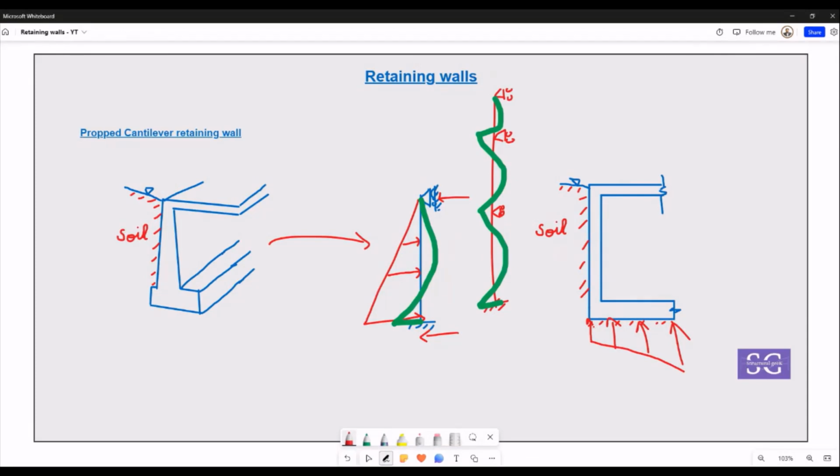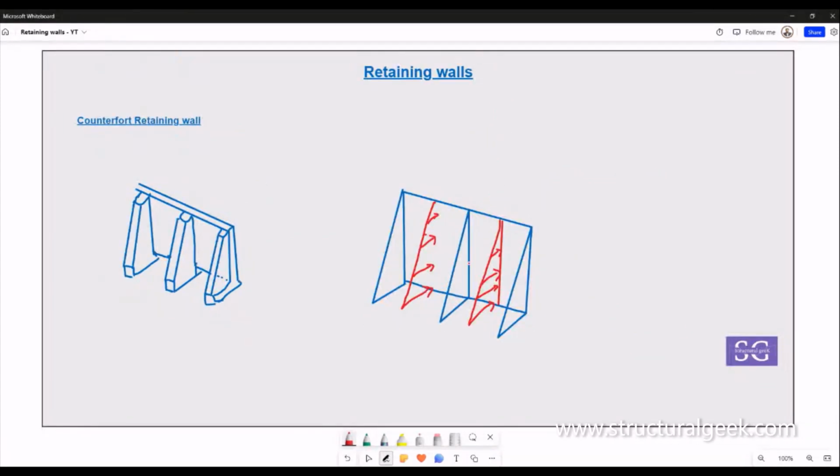Now we'll be taking the third type of retaining wall, which is the counterfort retaining wall. A counterfort retaining wall could basically be an extension of a cantilever retaining wall at times as well. For a long-length retaining wall, if we have very high deflections and need to control them, counterfort retaining walls are also used.